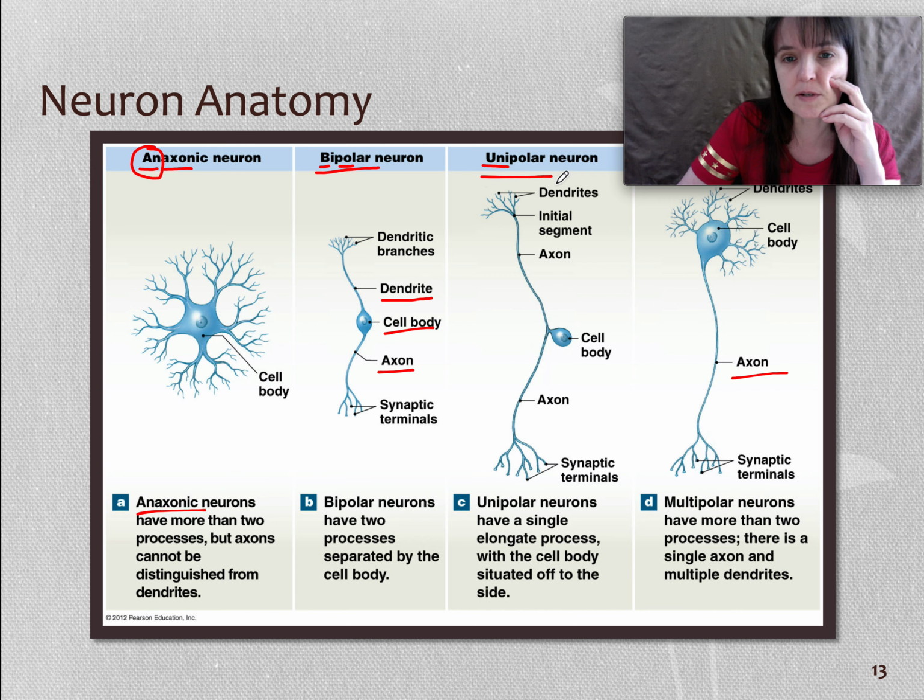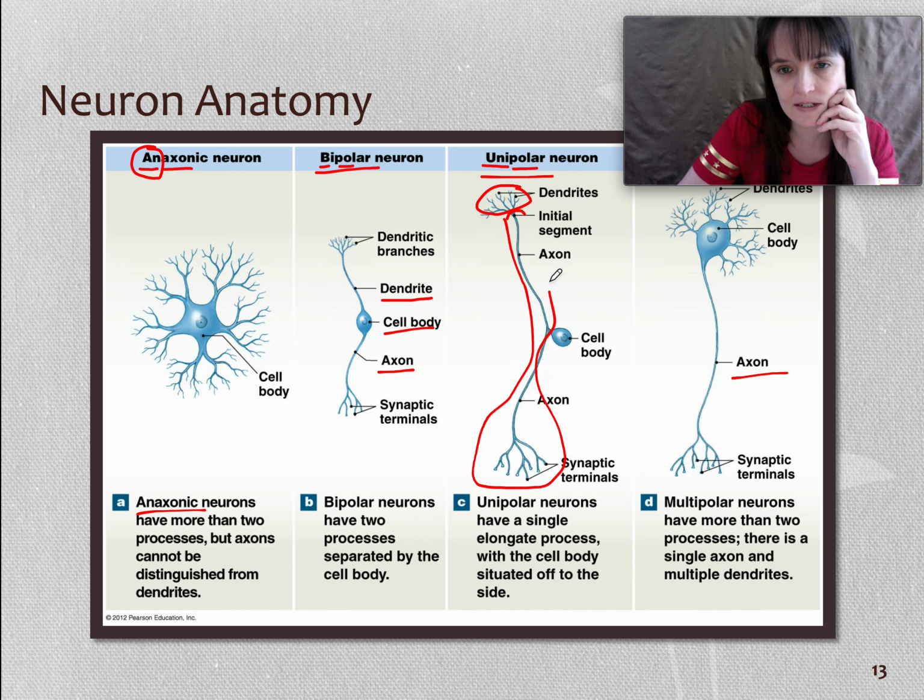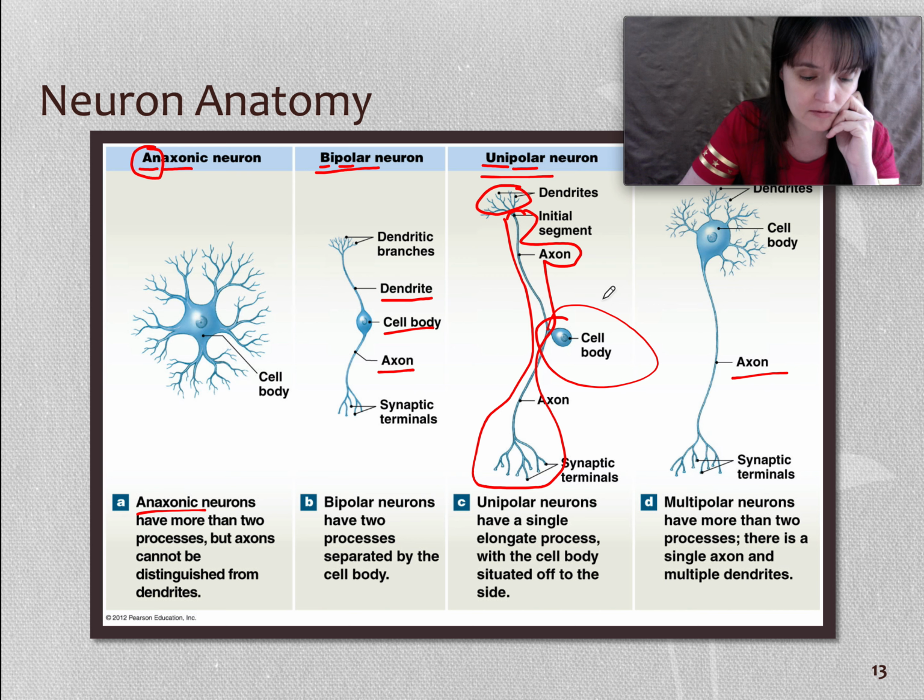Unipolar neuron, uni for one, polar for end, one pole, one end. You've got the dendrites here, and then the initial segment, and the whole rest of it is axon. Then the soma, the cell body, is off in the middle. We will find these because these are the sensory neurons, and we will find these later this semester.